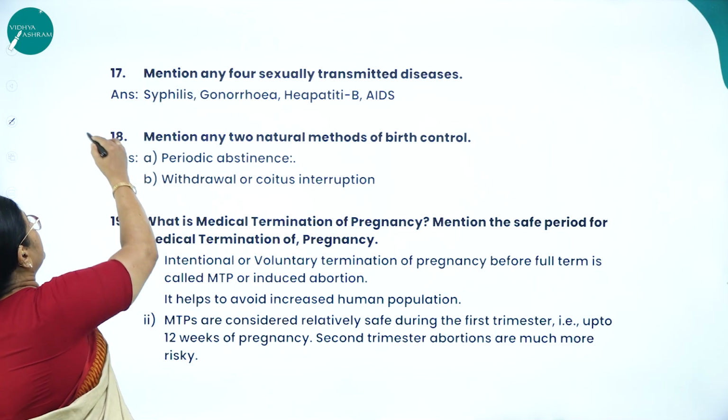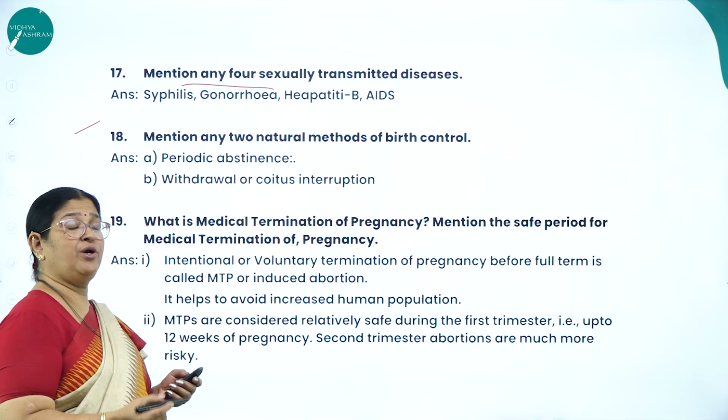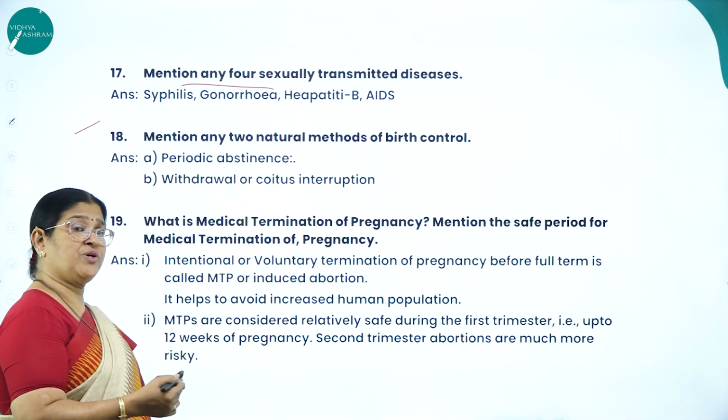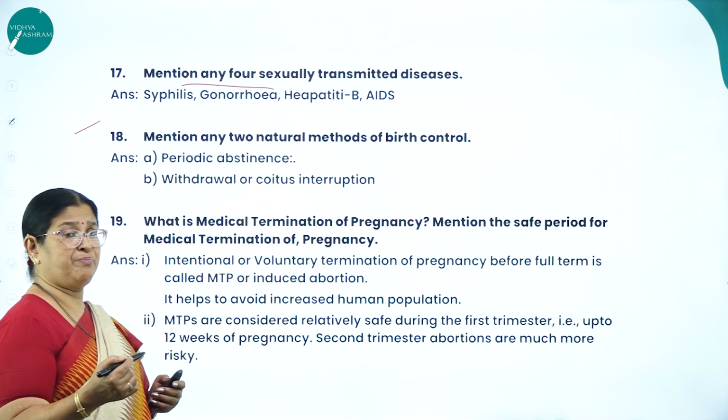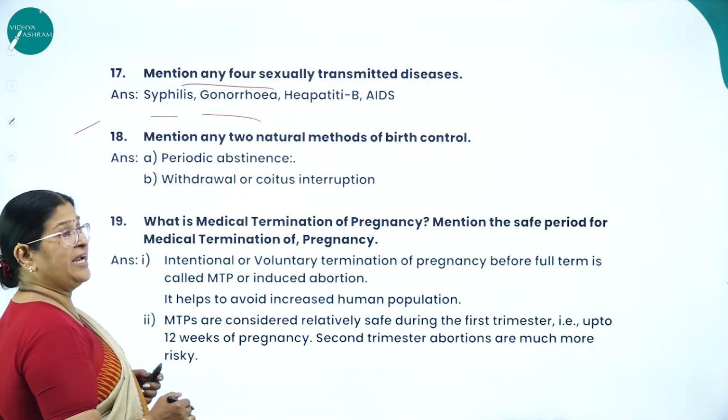Then moving on to question number 17. Mention any 4 sexually transmitted diseases. I already told you, I have repeated the same in the previous question. That means to say that this was the question which was repeatedly asked in many a question paper. That is syphilis, gonorrhea, hepatitis B and AIDS.